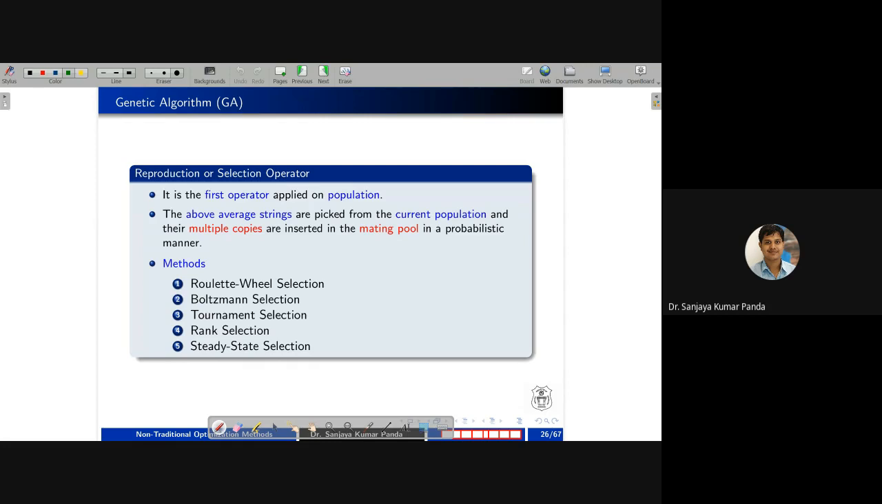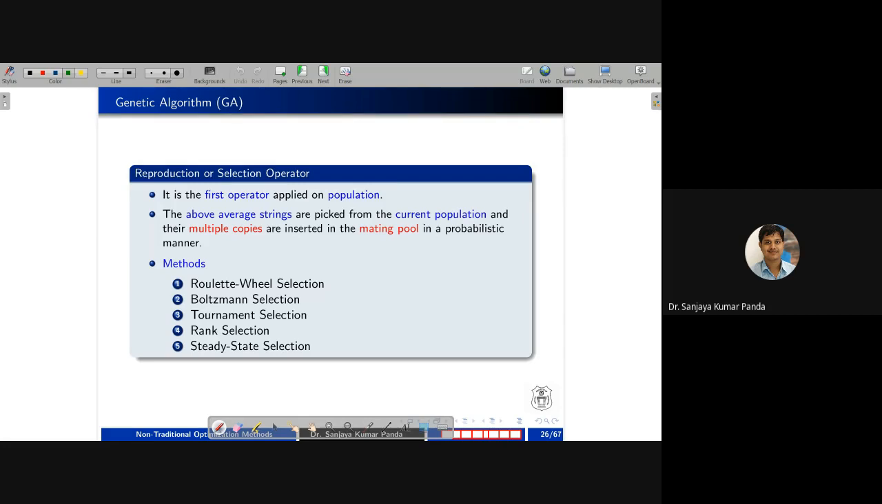The above average strings are picked from the current population and multiple copies are inserted into the mating pool in a probabilistic manner. Once you calculate the fitness value, you can know whether that string is above average or below average. If it is above average, it is kept in the current population. If it is below average, it is going to be discarded from the mating pool.